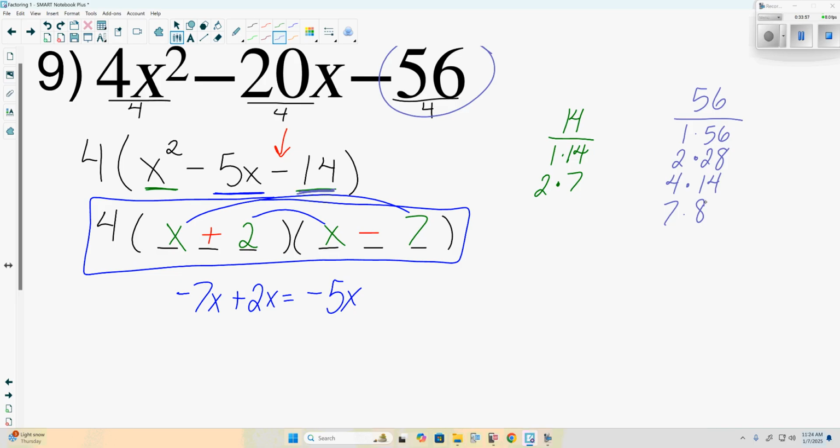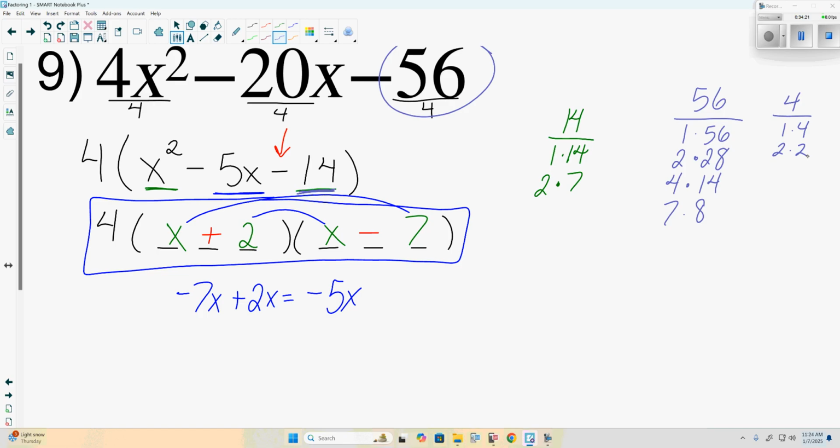So instead of just having 2 factors, 1 and 14, 2 and 7, we now have to check 1 and 56, 2 and 28, 4 and 14, 7 and 8. But we also have to have the first term now has factors of 4, 1 and 4, or 2 and 2. We also have to get those factors in too.